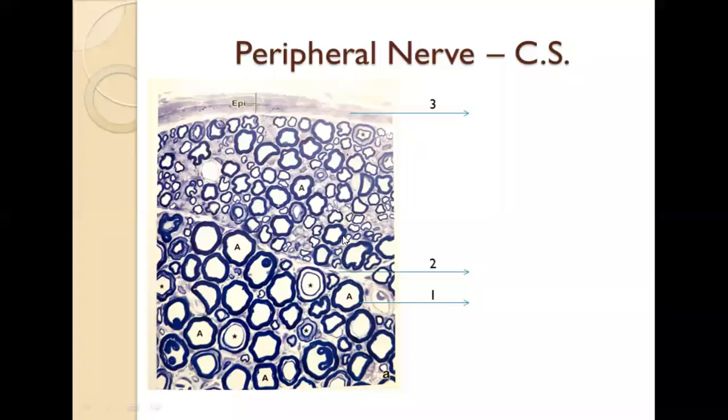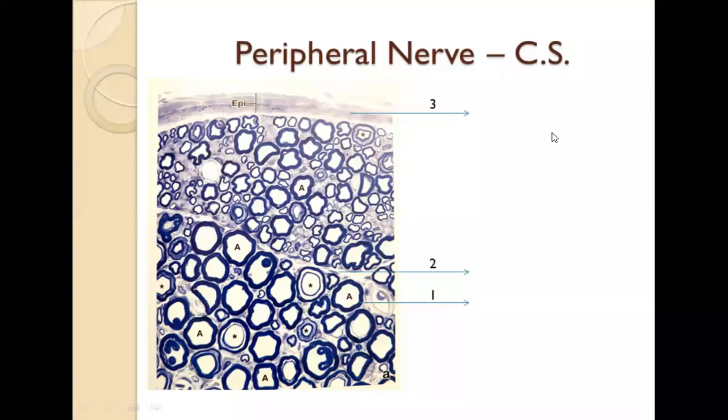I've labeled the connective tissue sheath 1, 2, and 3. So can you tell me what is 1, 2, and 3? What are the labels? Anyone can answer on the mic. I told you this is the axon. So 1 will be the covering of axon. Anyone with the answer? One is endoneurium. Good. Two is perineurium. And three is epineurium. Very good. Thank you for the answer.